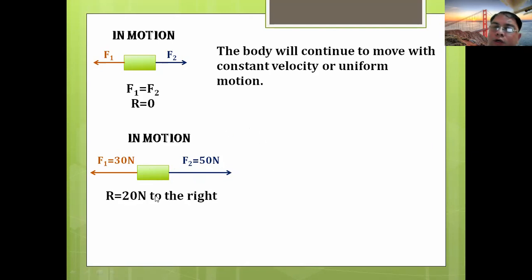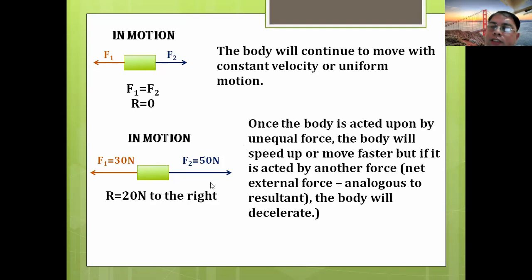Okay, if that force, however, is in the other direction, so if the body is sliding to the right but its net force is going left, then we will notice that the body will now slow down. So the presence of this resultant force will either increase the speed of the body or decrease it. Either the body will speed up, or it will eventually slow down. We call FR here the external force. Others call it the net force or the net external force.